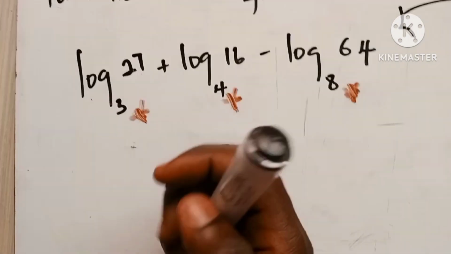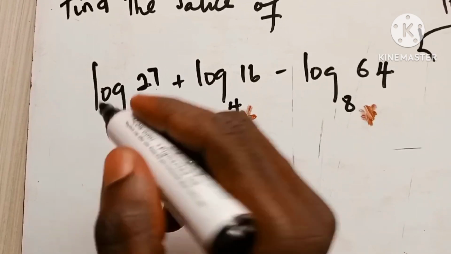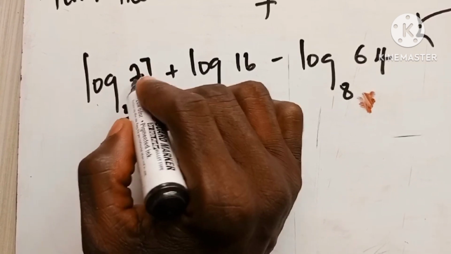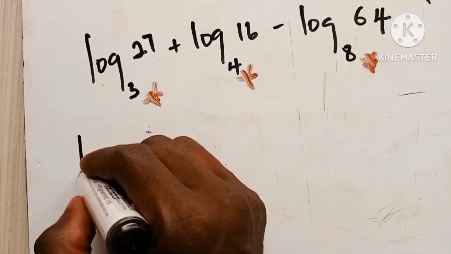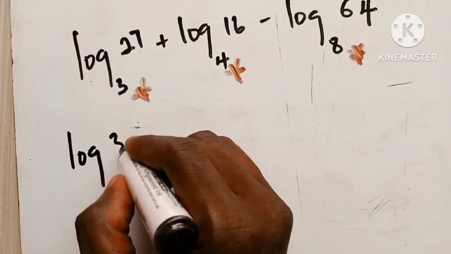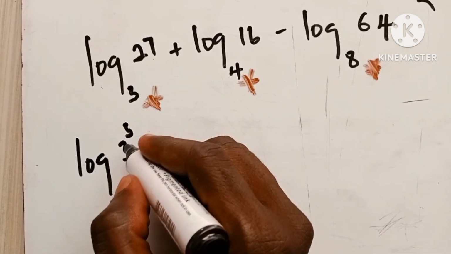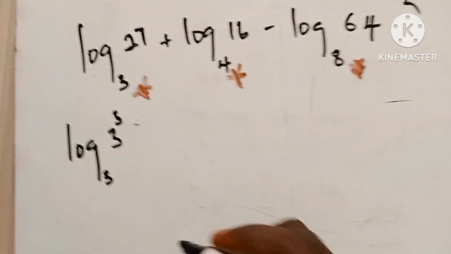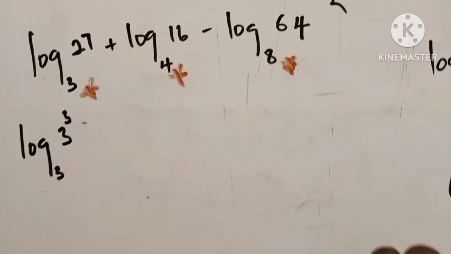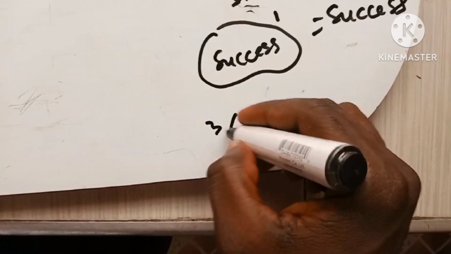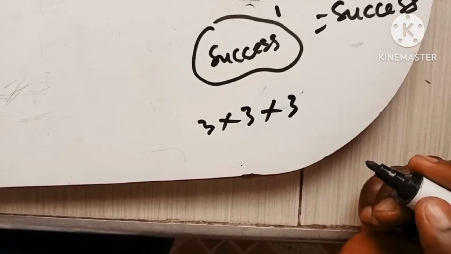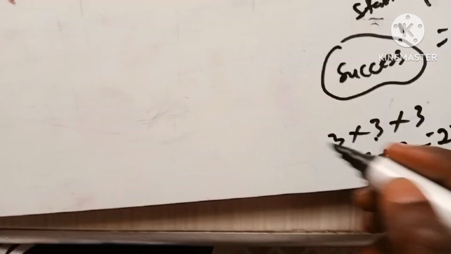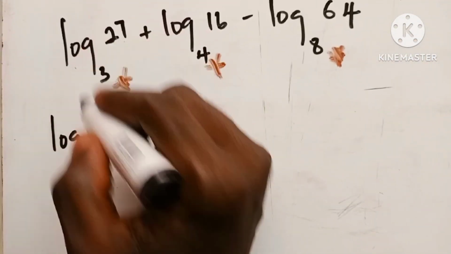So what are you going to do? You have to make sure that this is a base 3. You have to try and see if you can get 3 out of this 27. For sure we can easily get that, it's going to be log of 3 exponent 3, base 3. Is that correct? So 3 exponent 3 will be 27, right? What does 3 exponent 3 mean here? 3 multiplied by 3 and then multiplied by 3. This by that should be 9, by 3 that should be 27, exactly what the number here is, right?